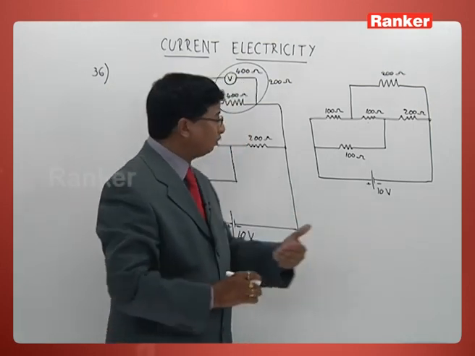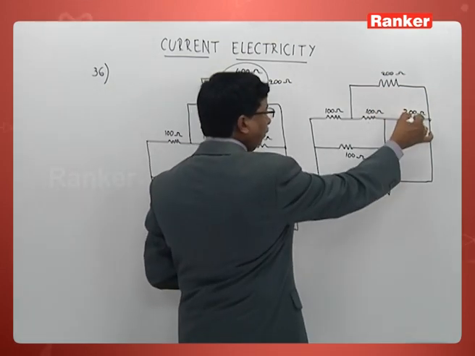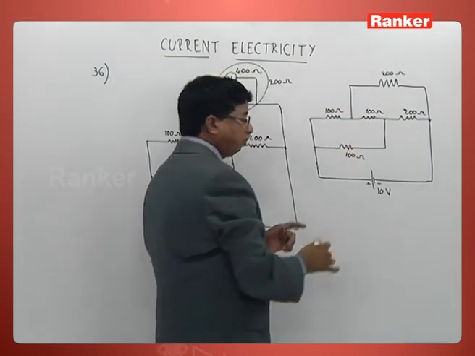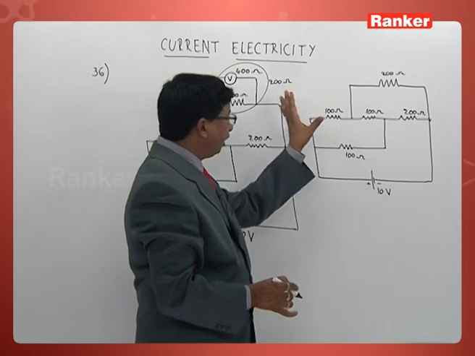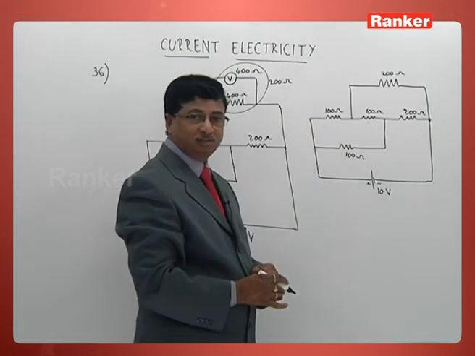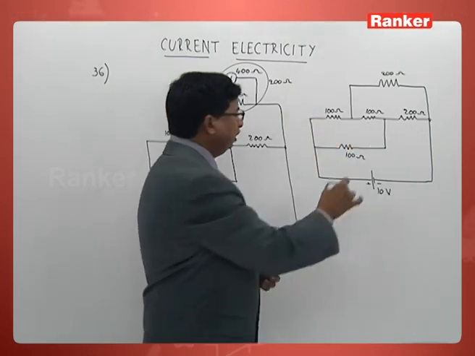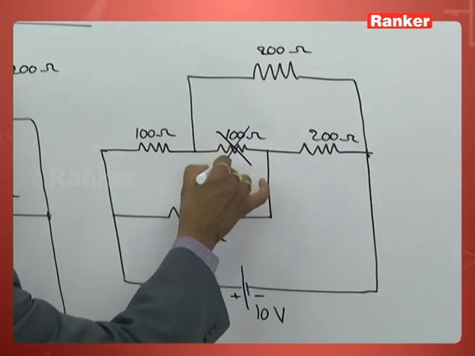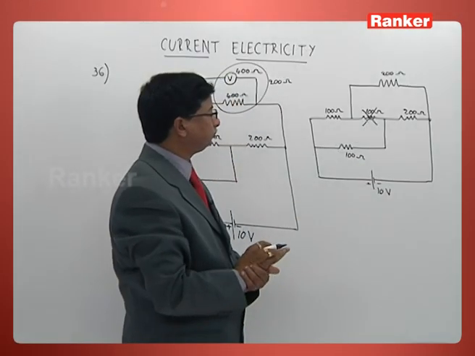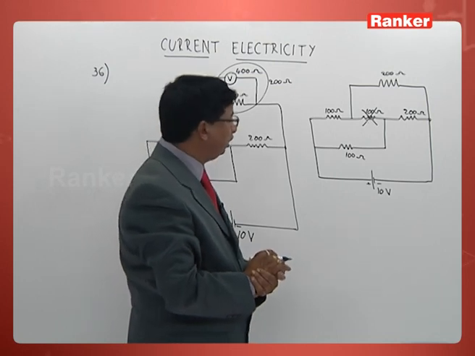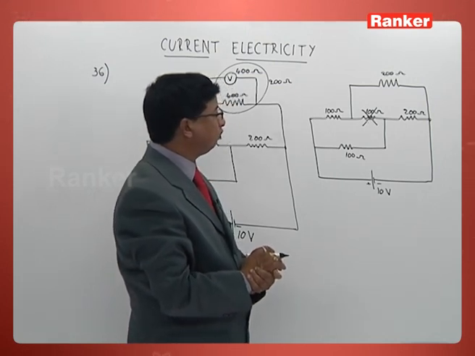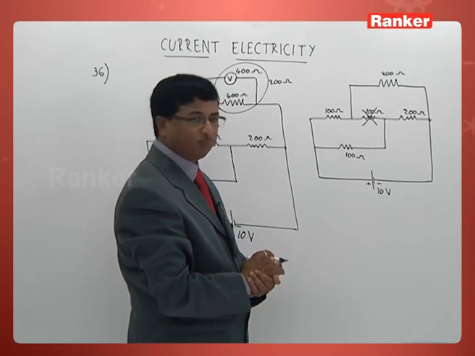Now even here also, when P by Q is equal to R by S, if I apply that equation, and the equation is satisfied over here, then certainly you can say there will be no current across this 100 ohm resistance. There will be no current across this 100 ohm resistance. That is what you just have to understand.